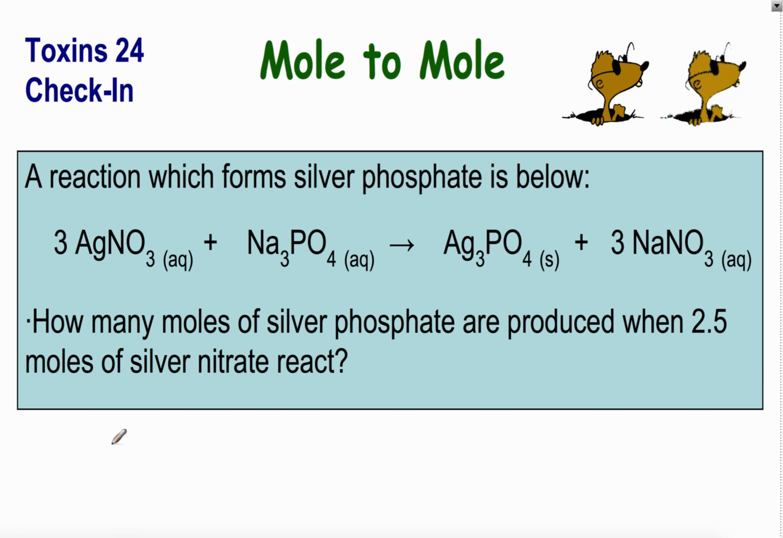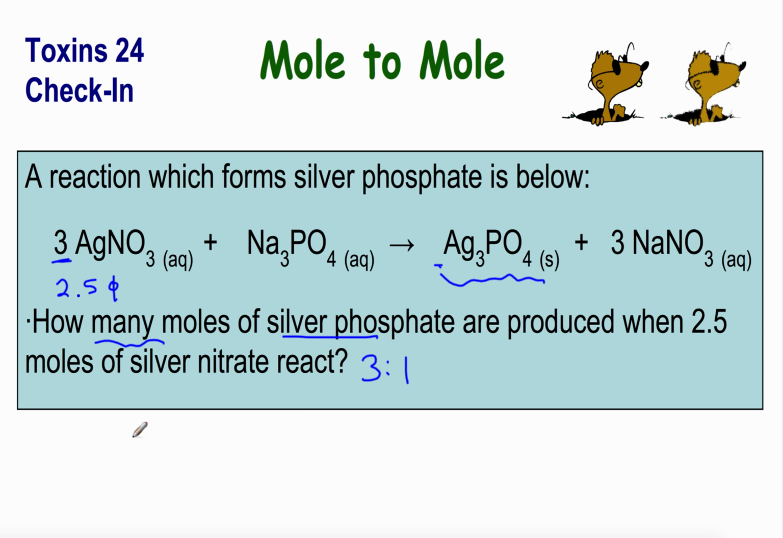Time for your own practice. I want you to finish this checking question. Go ahead and press pause, solve it, and then check for the solution. I want to know how many moles of silver phosphate, here's my silver phosphate right here, are produced when 2.5 moles of silver nitrate react. I'm going to put 2.5 moles up here because that helps me know what I'm dealing with. My mole ratio here is going to be 3 to 1.